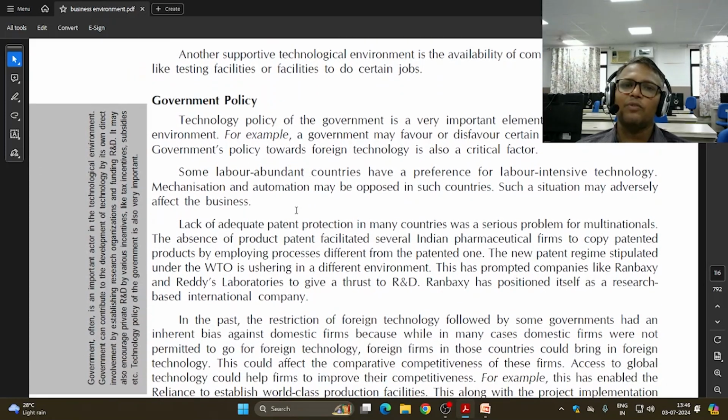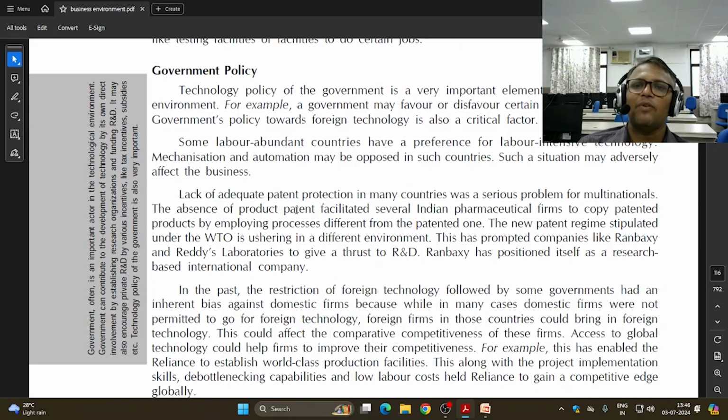The technology policy of the government is very important and different from the technological environment. For example, the government may favor certain types of technologies. Government policies towards foreign technology are also a very critical factor. Some labor-abundant countries have a preference for labor-intensive technology, and mechanization or automation may not be approved in such countries. Such a situation may adversely affect the business. Lack of adequate patent protection in such countries was a serious problem for multinationals, and the absence of product patents facilitated several Indian pharmaceutical firms to copy patented products by employing processes different from the patented one.